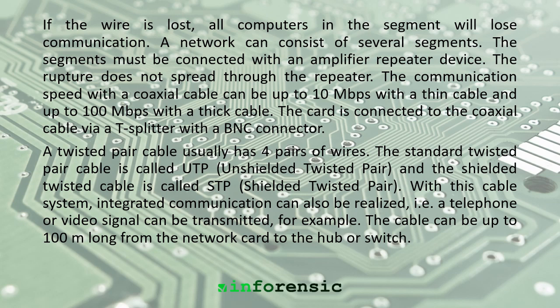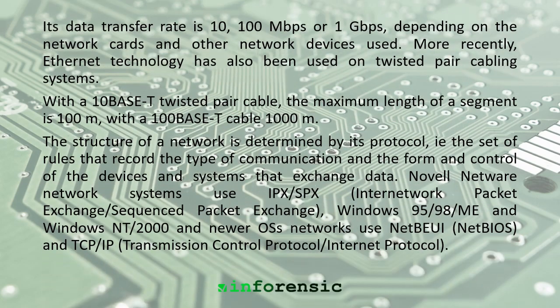A twisted pair cable usually has 4 pairs of wires. The standard twisted pair cable is called UTP, unshielded twisted pair, and the shielded twisted cable is called STP, shielded twisted pair. With this cable system, integrated communication can also be realized, i.e. a telephone or video signal can be transmitted, for example. The cable can be up to 100 meters long from the network card to the hub or switch. Its data transfer rate is 10, 100 megabits per second or 1 gigabit per second, depending on the network cards and other network devices used.